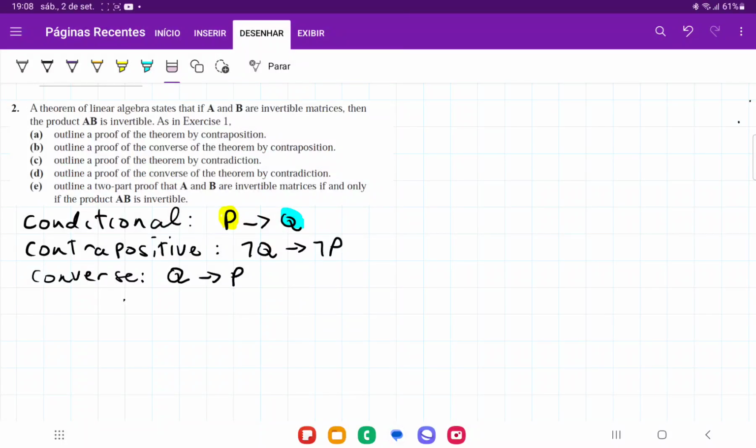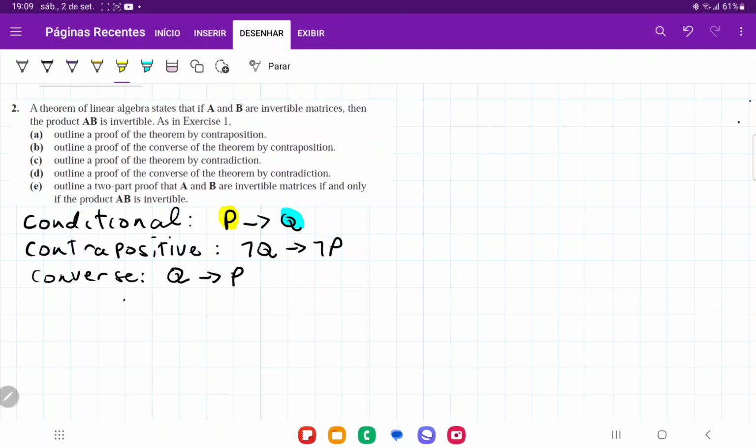So for number 2, we're given the theorem of linear algebra that states if A and B are invertible matrices, then the product AB is invertible. And so for item A, it's asking us to outline a proof by contraposition. So basically, the contrapositive is we switch P and Q, and we deny both of them. So what we have to do is let's identify P.